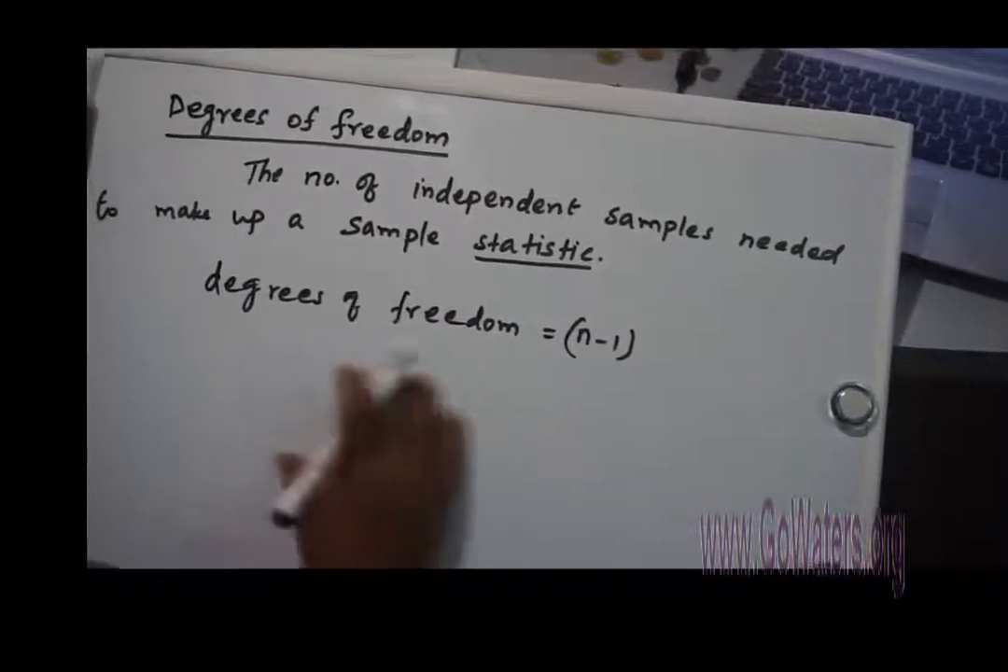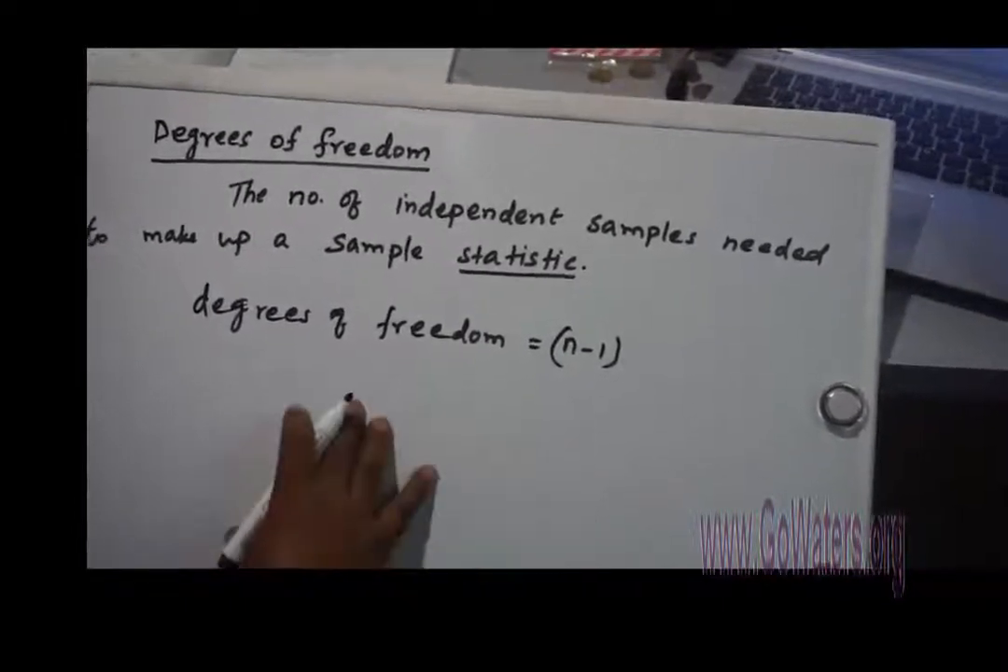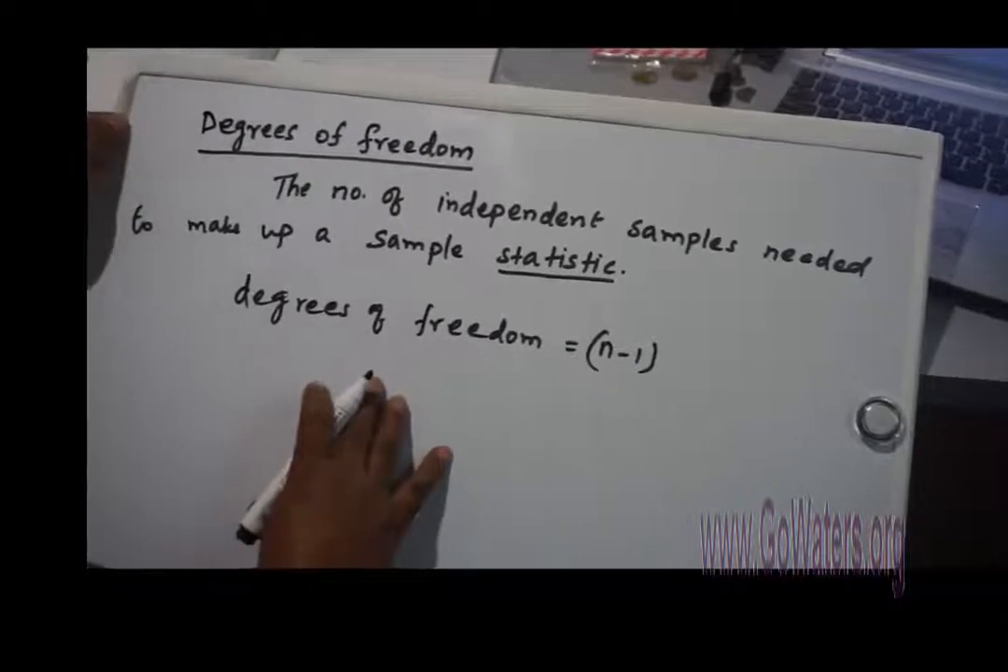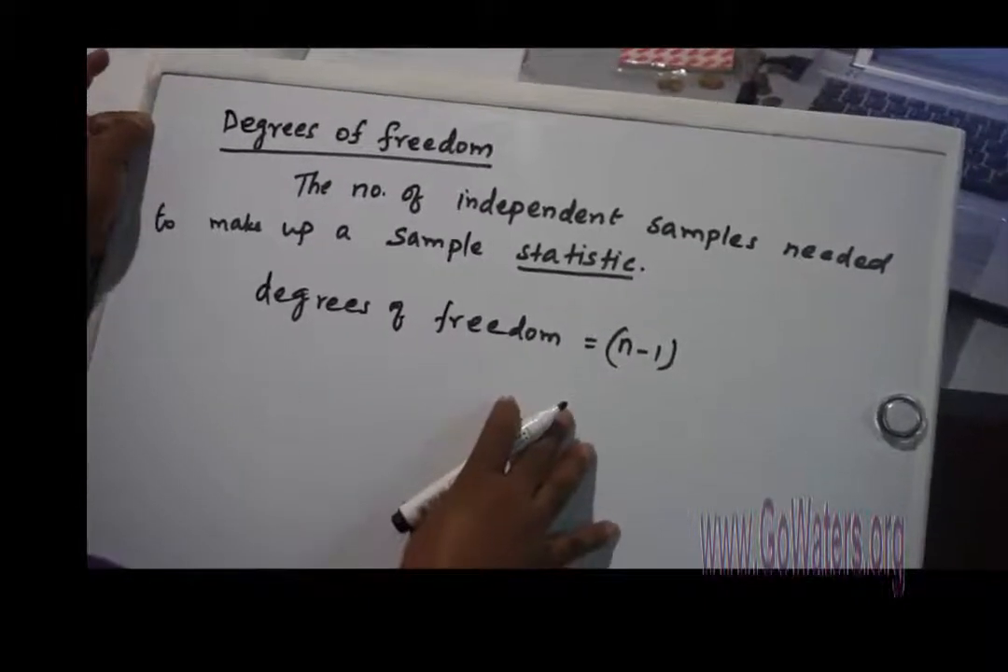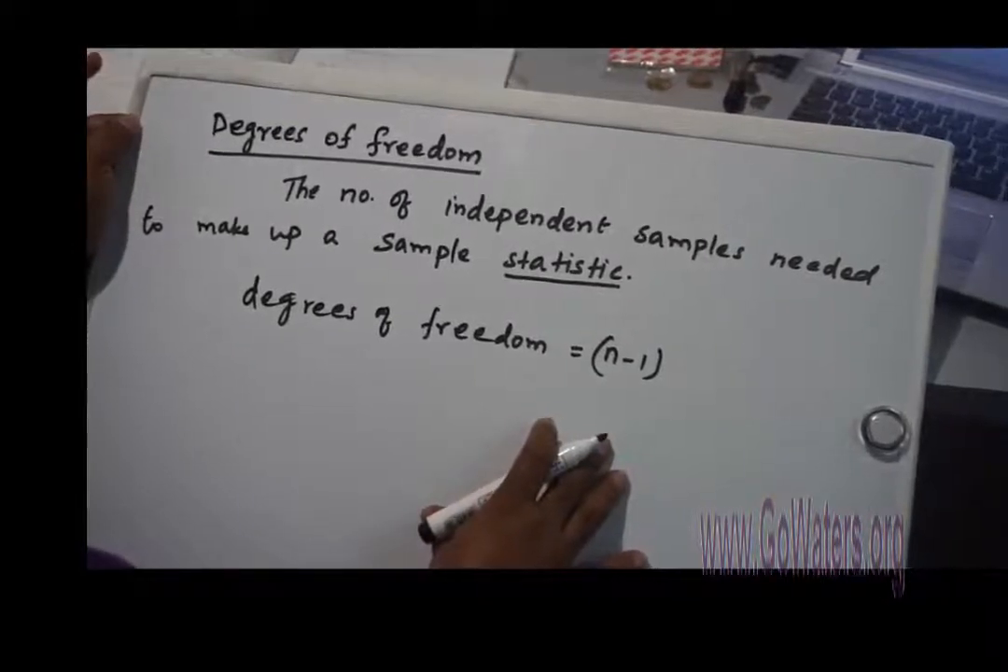So it's actually a physics concept, but statisticians borrowed it and applied it in statistical theory. That's how it got the name degrees of freedom.